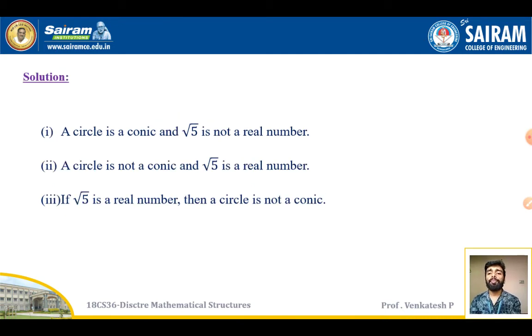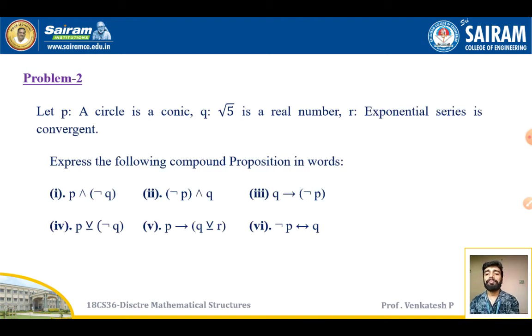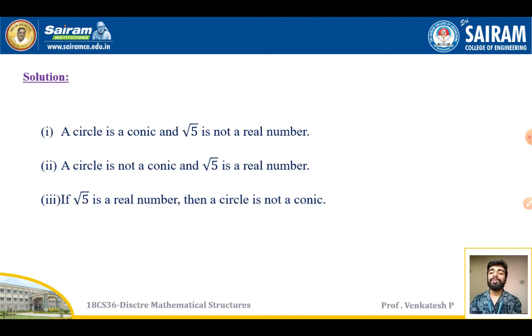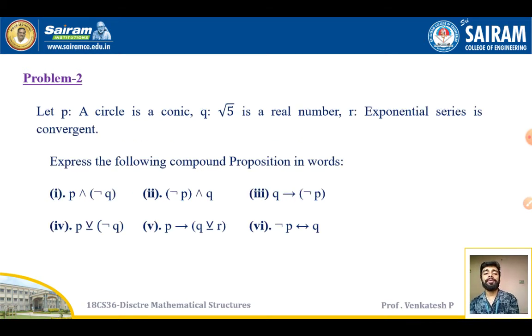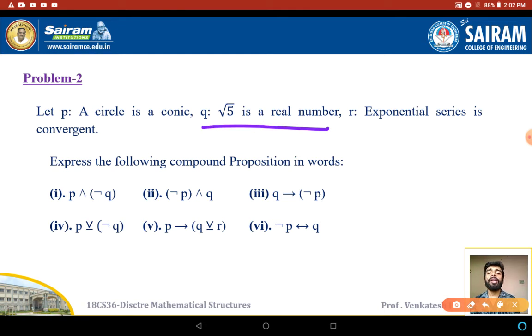So first I am going to prove P as well as P and Q, and P and negation Q. P and negation Q means I am going to apply the negation for this Q value. If I apply the negation for this Q value, it will become root phi is not a real number. If I apply the negation for P, I will get a circle is not a conic.